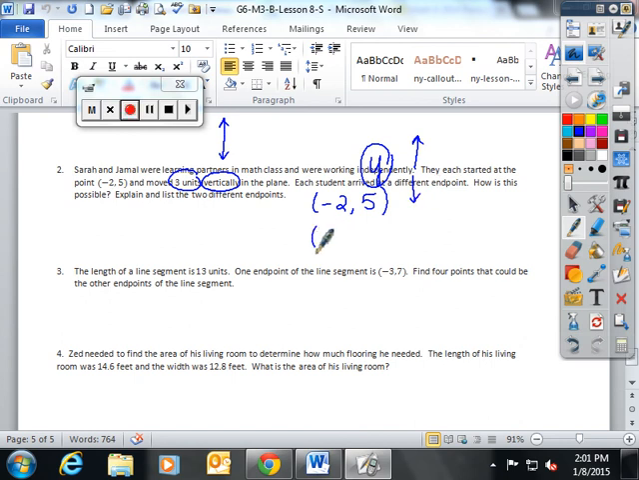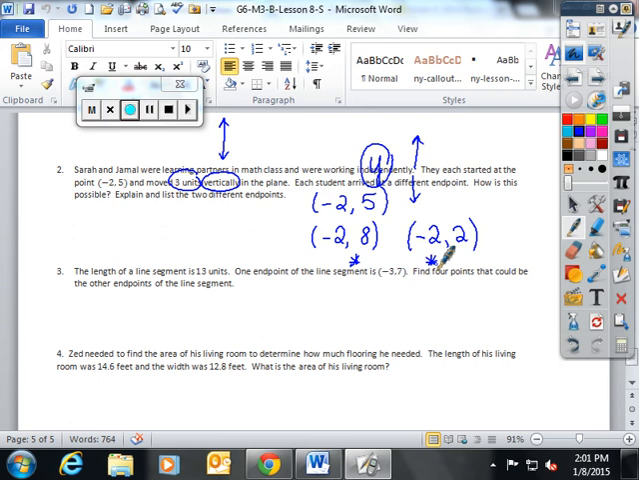So since we're remaining vertically, you could keep the x coordinate and you could add 3 to +5, and that would be +8. That would be 3 units up. However, you could also move 3 units down from 5. 5 minus 3 would give us this coordinate. These are both correct because they're both 3 units away from 5.